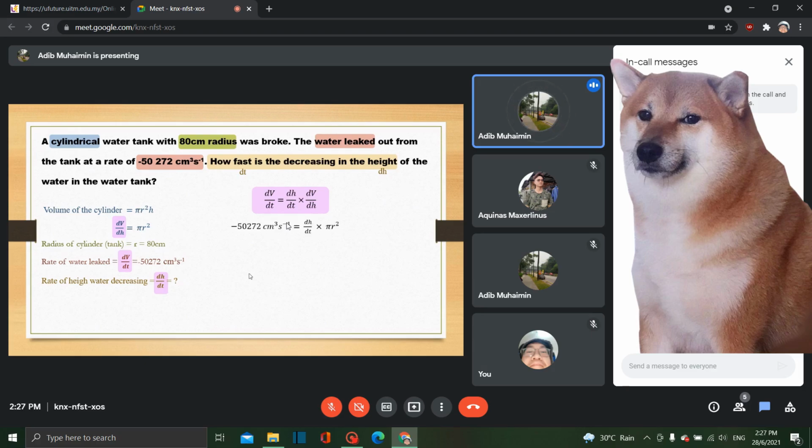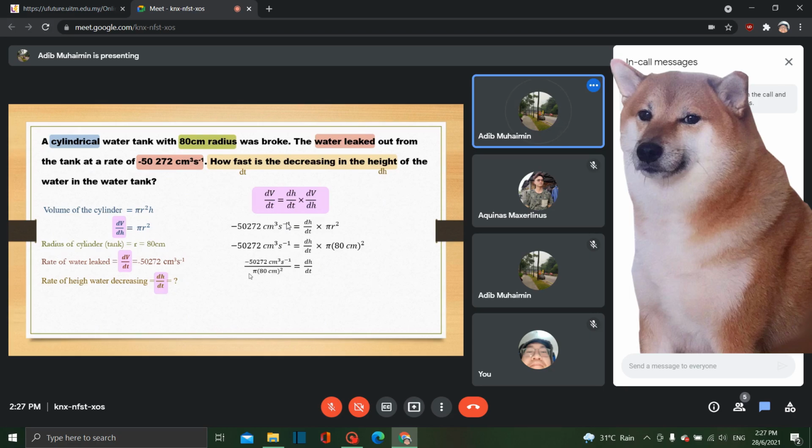Next, we just need to substitute all the information that we get into the chain rule. dV over dt, we substitute with negative 50,272 centimeter cubed per second, and dV over dh we substitute with the differentiation, pi r squared. Next, the r with radius we substitute with 80 centimeter.